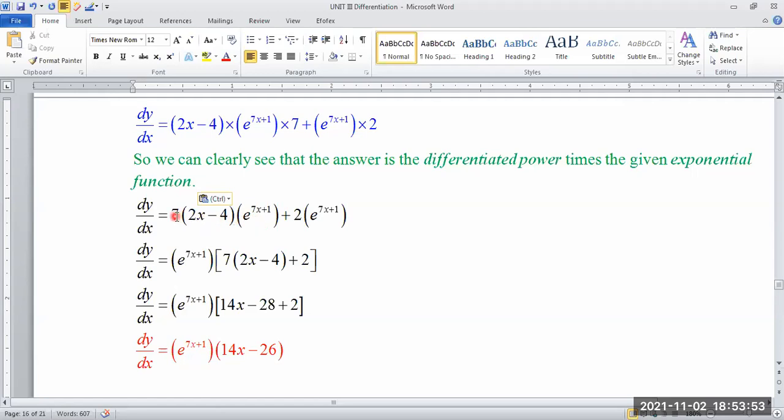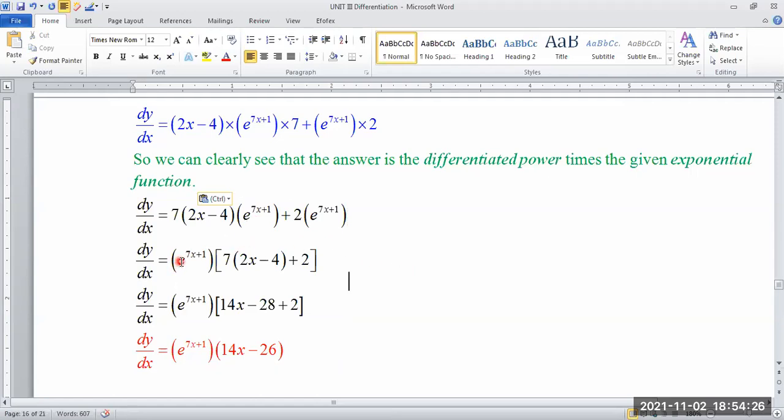Then when I look at this first term and this second term, I recognize off the bat that something is common. What is common? The e to the 7x plus 1. I'm going to factor it out. Then, sir, couldn't we write it at the end? You could, but when you factor out something, you put it on the front part first. It really doesn't matter whether you put it at the end or at the front, because it is associative. 2 times 3 is 6, and 3 times 2 is 6. It really doesn't matter.